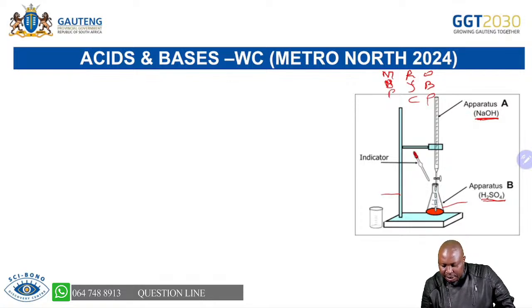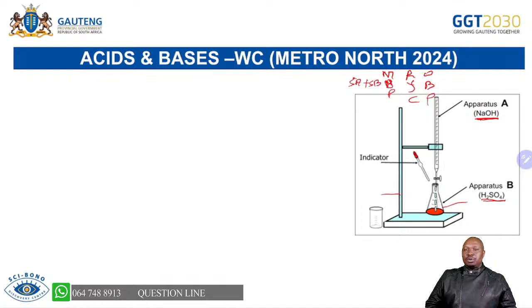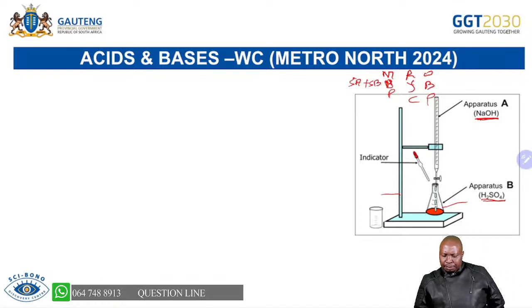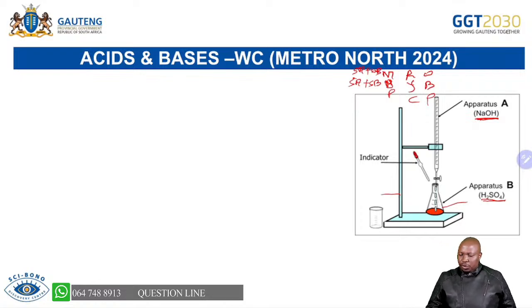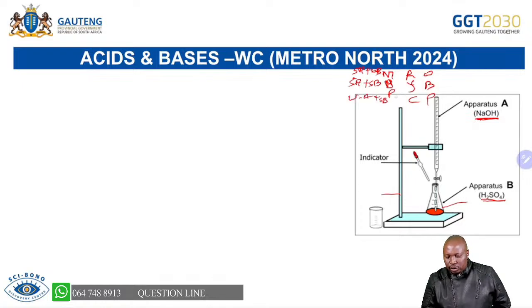Hence I said MBP. Bromothymol blue is for neutral, which is strong acid plus strong base. We use bromothymol blue, and the color change will be from yellow to blue. And then methyl orange, the color change will be from red to orange, when we use a strong acid and a weak base. So we're able to do that. And lastly, the last one is when we have a weak acid and a strong base. We're going to use phenolphthalein, and the color changes from colorless to pink.